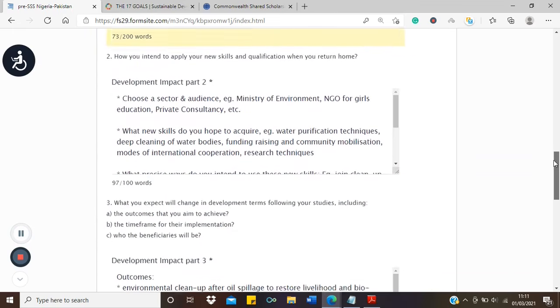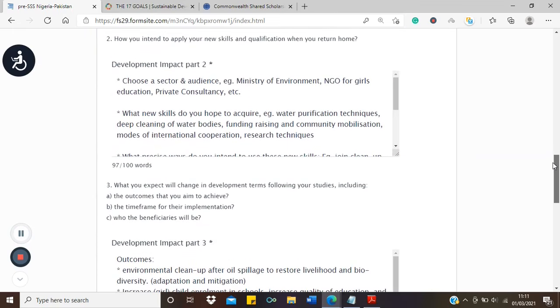So let's go to the second question. How you intend to apply your new skills and qualification when you return home. So this is the development impact question part 2. How you intend to use the skills we talked about in the first essay. How you intend to use those skills when you return home.